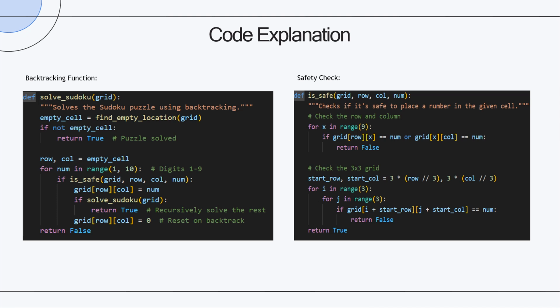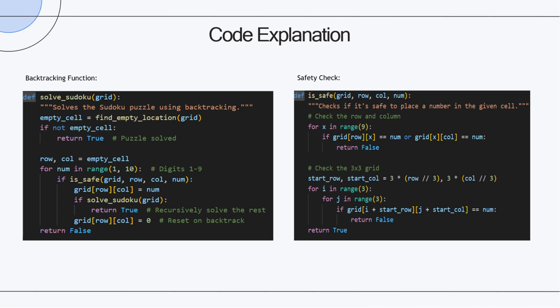For each number, it calls a function isValid to check whether placing the number violates Sudoku rules for the row, column, or subgrid. If the placement is valid, the number is inserted and the function recursively solves the next cell. If the placement leads to a conflict later, the algorithm backtracks by resetting the cell to 0 and trying the next number.